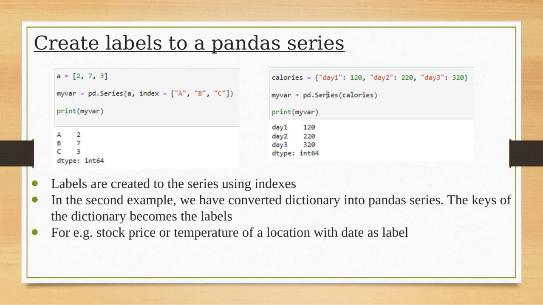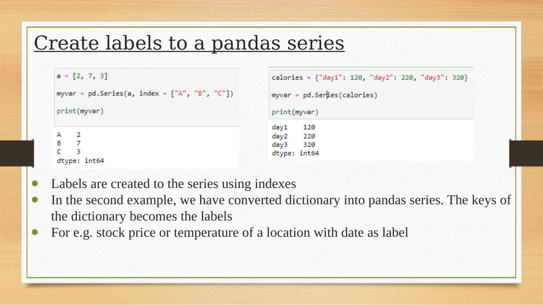Here, we create a dictionary named calories, containing 3 key value pairs. When we pass this dictionary directly to the pd.Series function, pandas automatically uses the dictionary keys as the index labels, and the corresponding values as the series values. Notice that the labels day 1, day 2, and day 3 become the indexes automatically, while the calorie values become the data stored in the series.